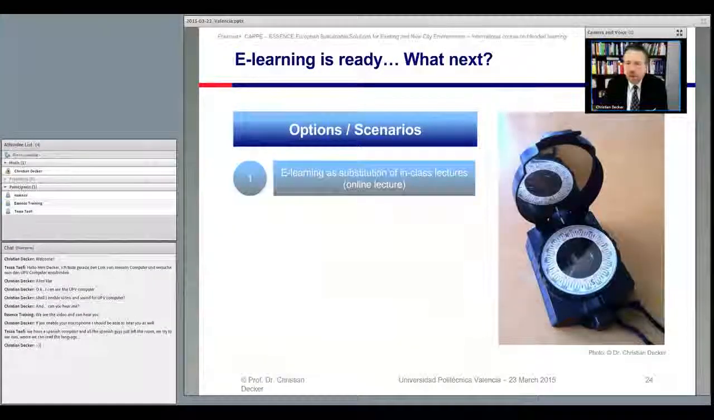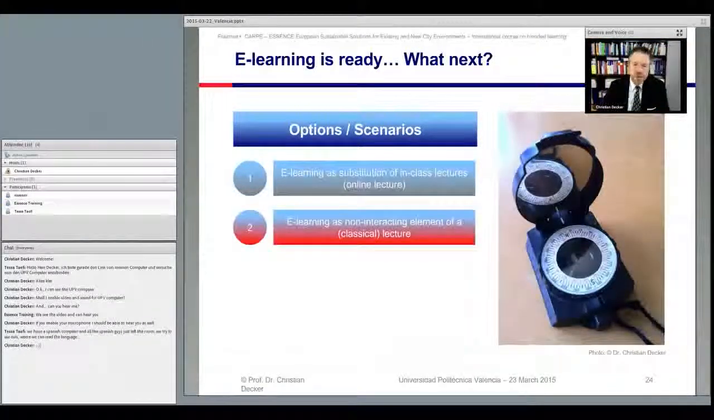first of all, there is an option, and this is why it's here gray, because it's not really an option. It would be to use e-learning as a substitution of an in-class lecture. That would be a pure online lecture, an asynchronous online lecture where students no longer participate in in-class sessions. This is not what I'm talking about. This is not blended learning. This would be distance education or an online degree program. This is where you can use e-learning on a standalone basis.